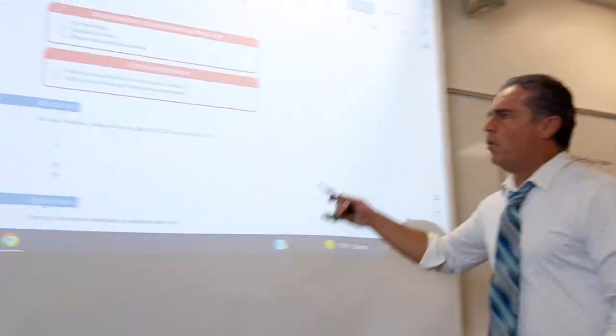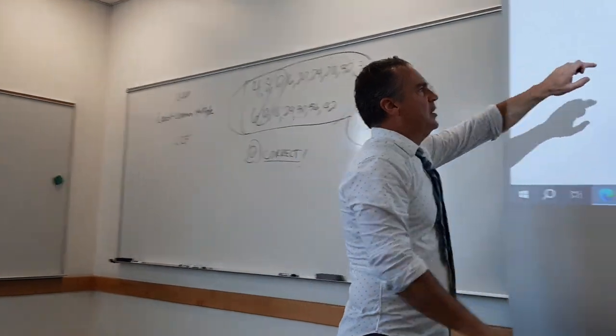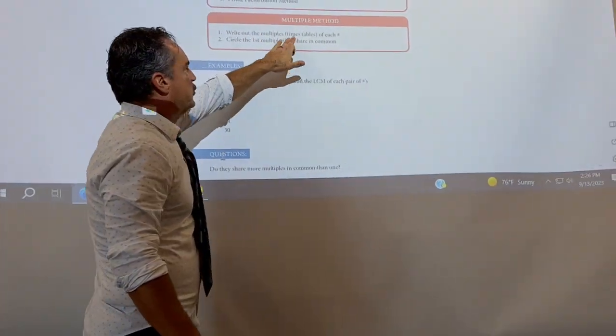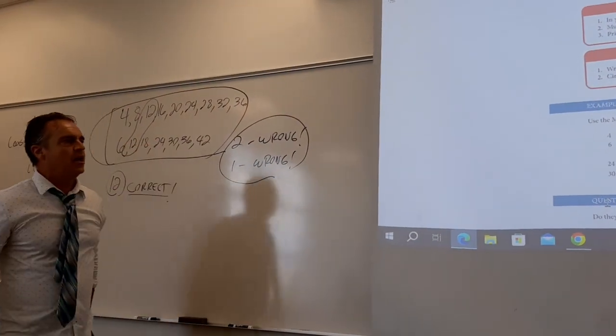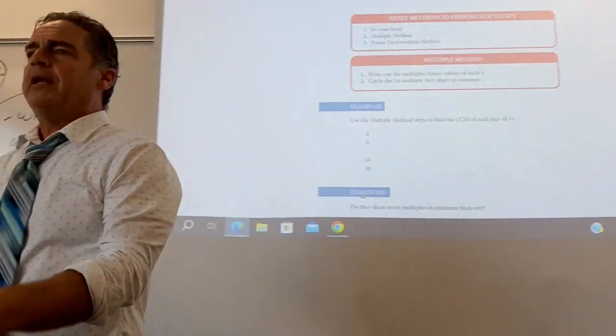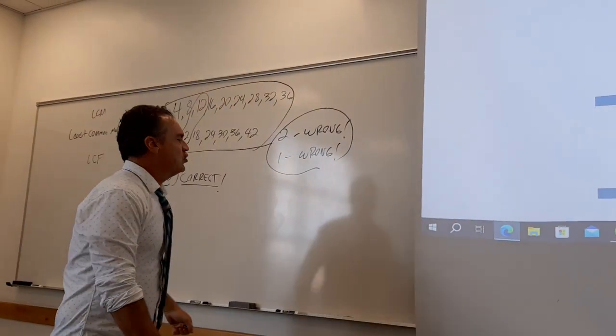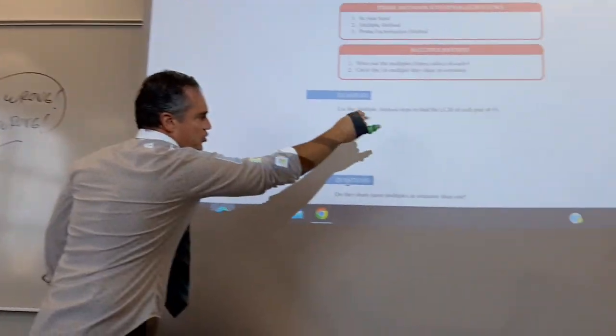Multiple method. The multiple method is what we just did right here. Notice the 2 steps. It says multiple method. First, write out the multiples, times tables of each number. That's what we did. We wrote out our 4s and our 6s until, step 2, we found the first one they shared in common. We circle that. We now know the LCM is 12. So right here where we have 4 and 6, you should have that written down right there. And you should circle the 12s.